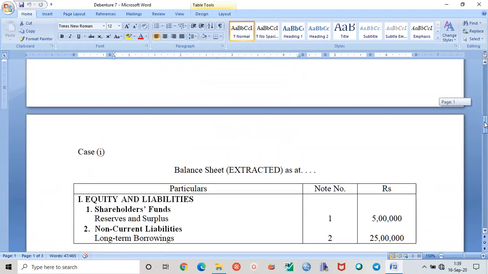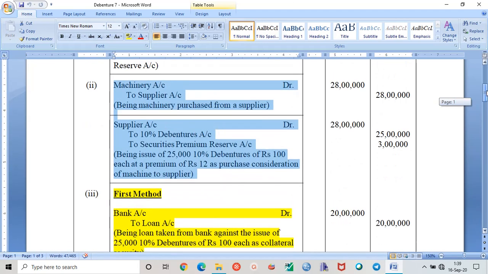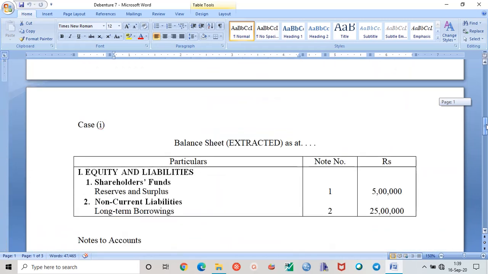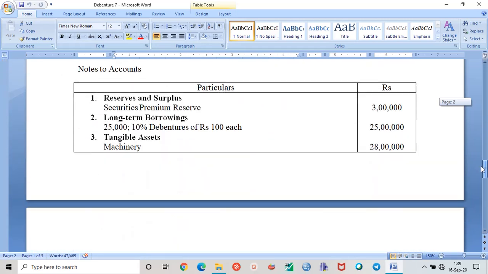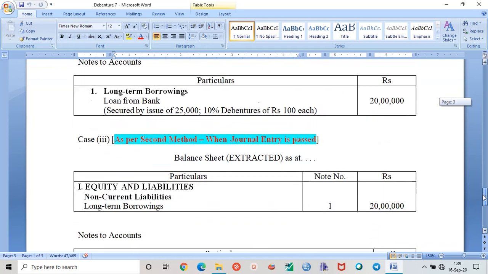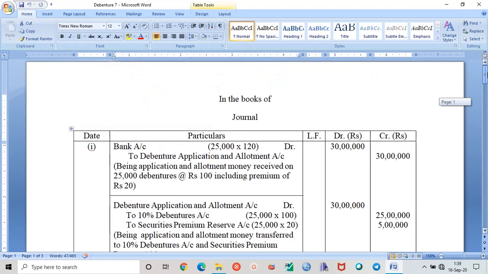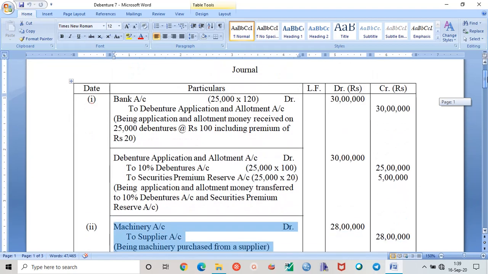So let us see here. We have to prepare balance sheet also. So let us see properly. So let us have a look at the case 1.